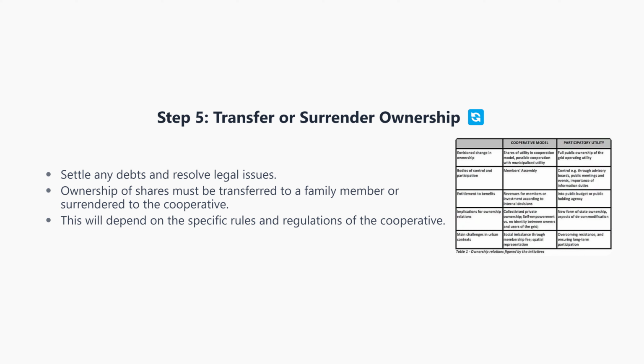After settling debts and resolving any legal issues, the next step is to transfer the ownership of the shares to another family member or surrender it to the cooperative. The process will be dictated by the specific rules and regulations of the cooperative.